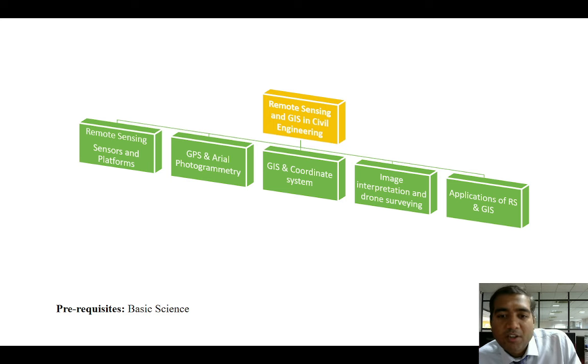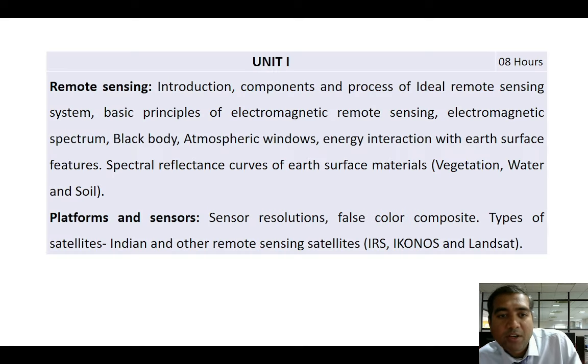Coming to the curriculum of this open elective, the whole subject is divided into 5 units as usual. The first unit deals with remote sensing sensors and platforms, where you are going to study about electromagnetic radiation, how electromagnetic sensors work, what a black body is, what an atmospheric window is, and how energy interaction takes place with the atmosphere as well as the earth surface. Along with remote sensing, you are going to learn the different platforms in use for remote sensing techniques, such as ground-based platforms, space-based platforms, aerial platforms, and what the different sensors available in this sector are.